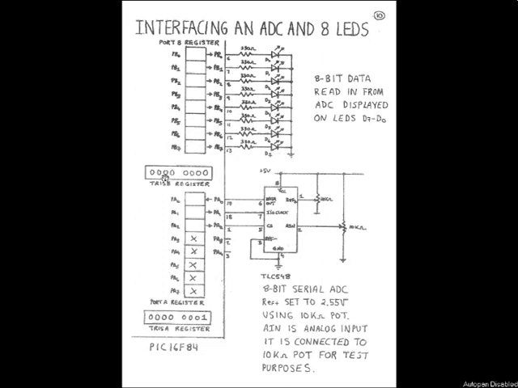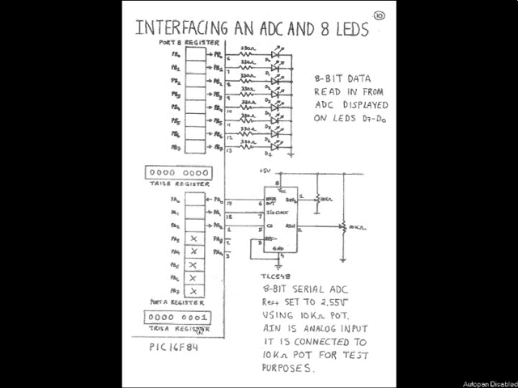Now I need to load the tris B register with 8 zeros, 0, 0, 0, 0, 0, 0, 0, 0, or if you prefer 00 hexadecimal, or just the number 0 in decimal. That tris B register has to have 8 zeros in it for port B to work as an output port.